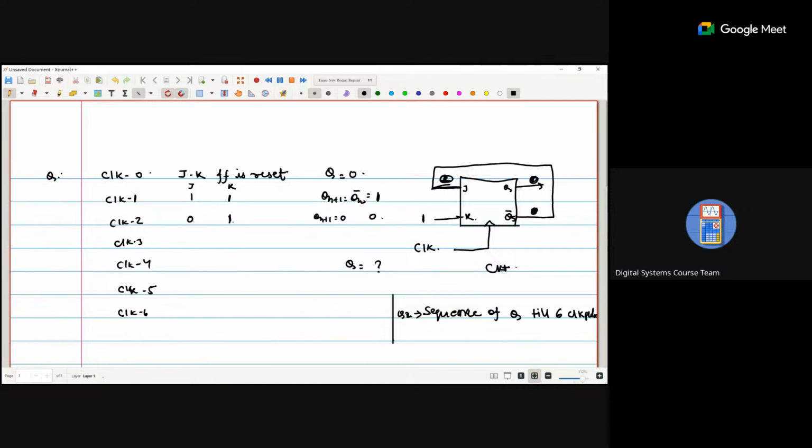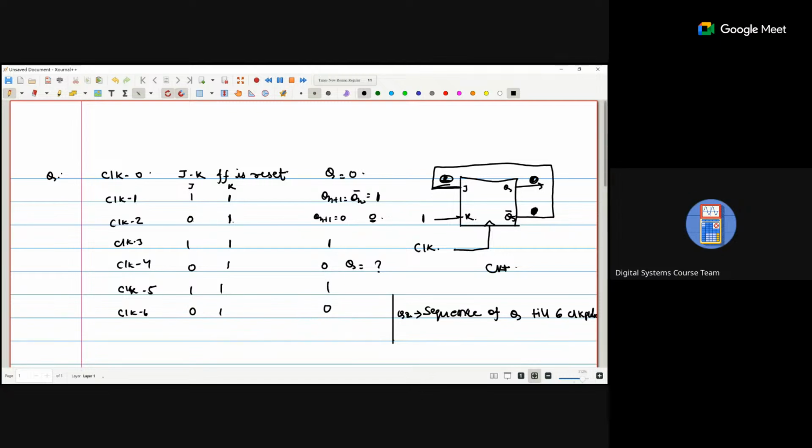Now again it is a 0. Here it is 1. So now J and K both are 1 1. Then again Qn plus 1 is Qn bar. This is the previous input for the next. So it is a 1. Again it is a 0 1, so it is a 0. Again it is a 1 1, then 1. Again it is a 0 1 0.